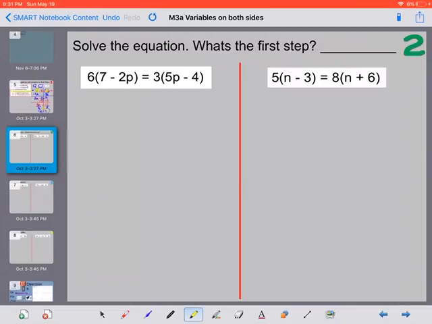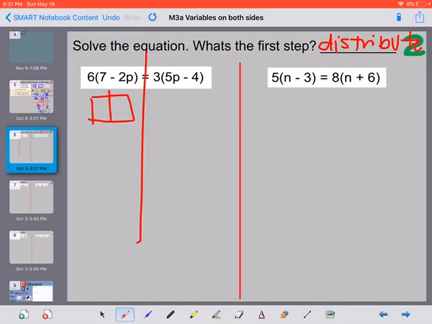Let's try a couple more. For both of these, we have parentheses. So our first step is to distribute. So I'm going to draw my line down. We're going to distribute on both sides: 6 multiplied by 7 and negative 2p. Then on the other side we have 3 multiplied by 5p and negative 4. So we're going to distribute on both sides, multiply, because that's touching, it means multiply.